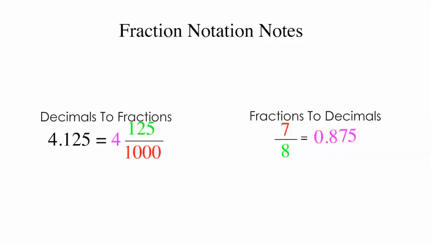Fraction notation notes. Okay, so the first thing we're going to look at is how to convert a decimal into a fraction. So this is 4.125, and it becomes 4 and 125 thousandths. But how do we do that?